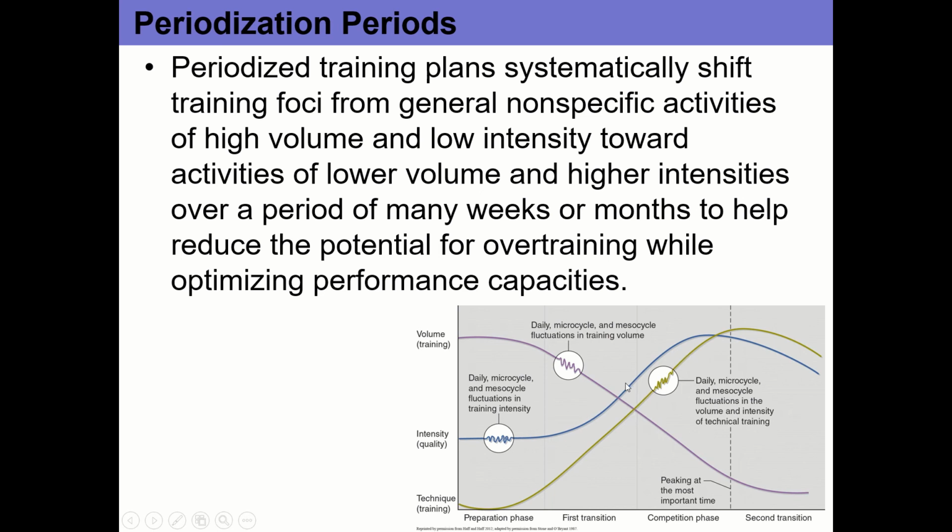And at the same time, the intensity of her training is picking up. So she's doing more sprinting, more high velocity throwing, more heavy weightlifting, those kinds of things, but at a reduced volume. She's not doing as much of them, but she's doing them at a higher intensity. That's the basic relationship. As intensity goes up, volume goes down. As technique training goes up, volume goes down.